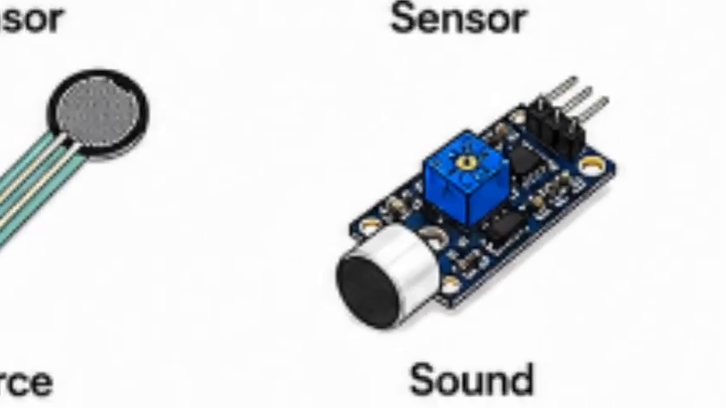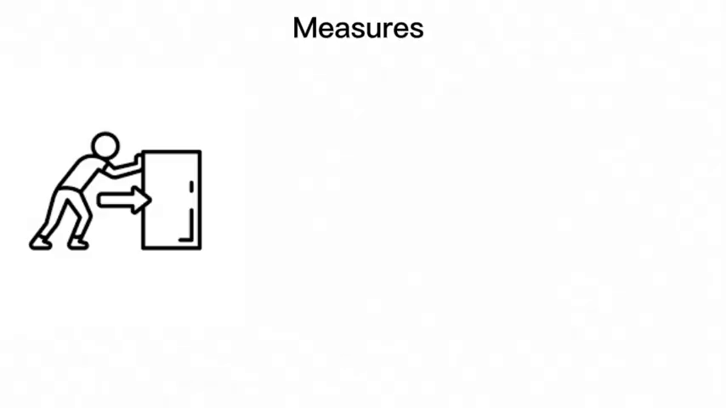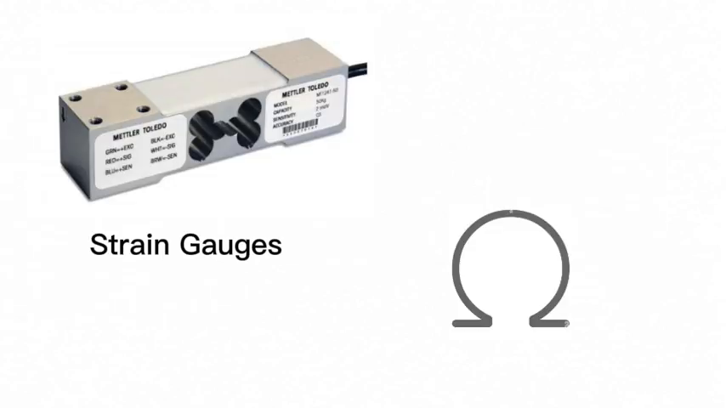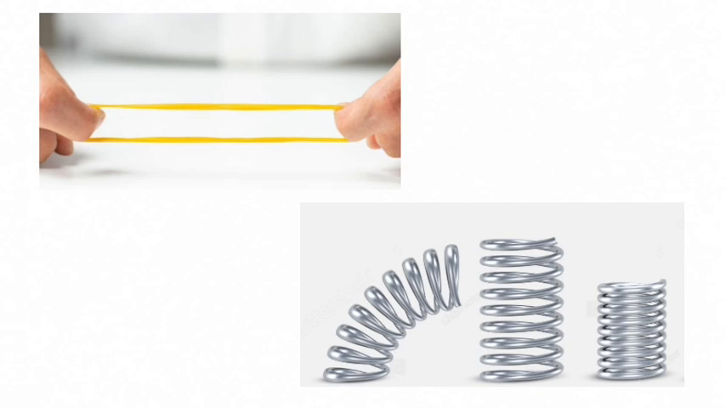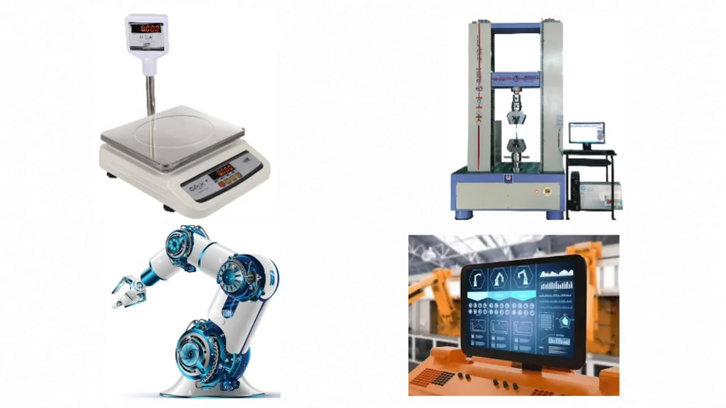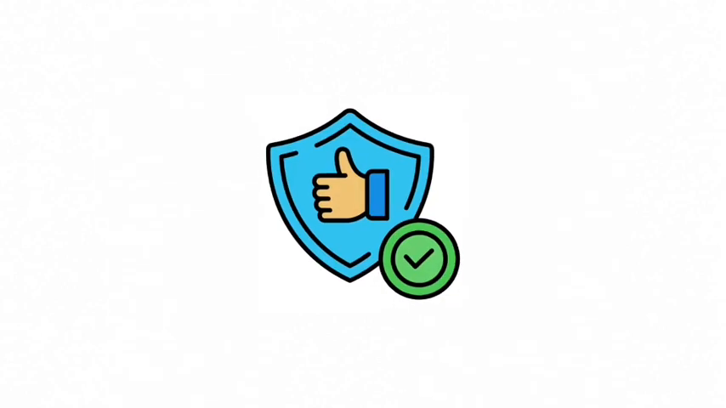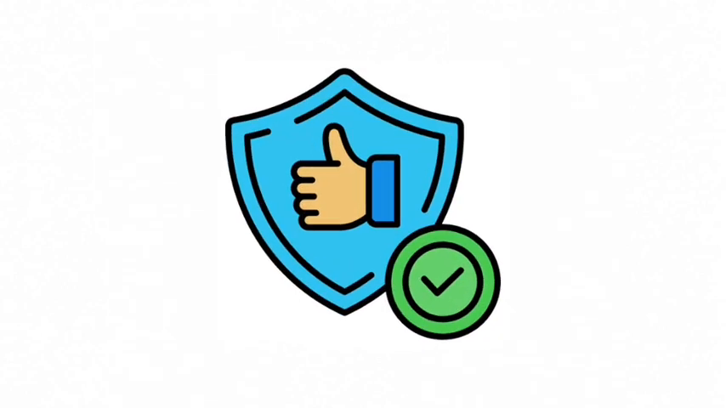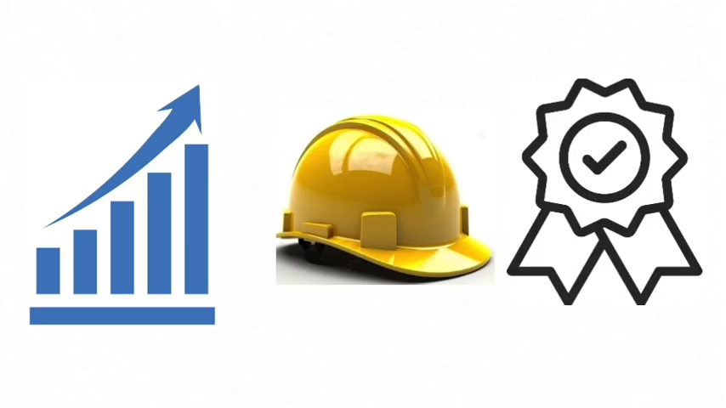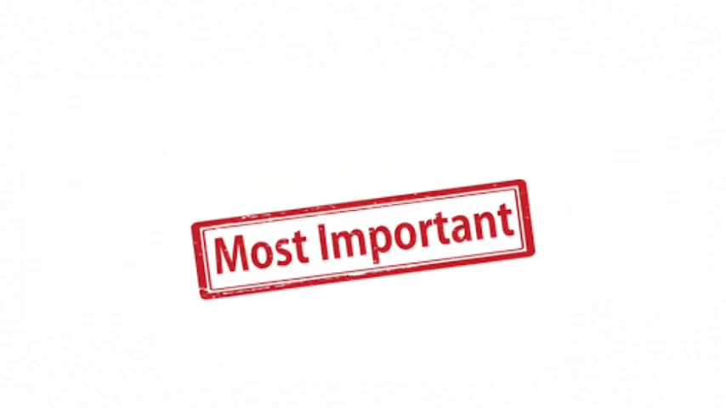Force sensor. Force sensors measure the amount of force, pressure, or weight applied to an object. Most force sensors use strain gauges that change electrical resistance when stretched or compressed. These sensors are commonly found in weighing scales, industrial testing equipment, robotic systems, and structural monitoring applications. By accurately measuring force, they help engineers evaluate performance, ensure safety, and maintain quality standards. Their role is critical in industries where precise load measurements are required.